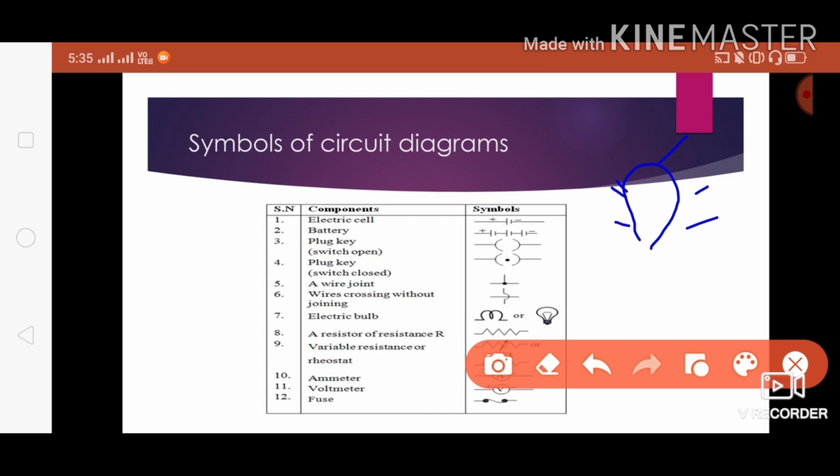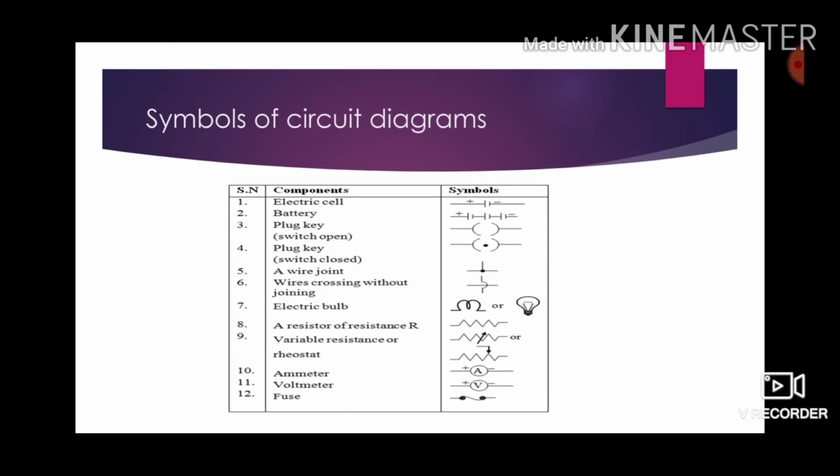Electric cell is represented by this one. It has one positive plate and one negative plate. Battery is a group of cells. We can see plug key open and plug key close, right? A wire joint. Lamp, resistance, variable resistance, rheostat, ammeter, voltmeter, fuse. So these are all symbols of circuit diagrams which will help you to design an electric circuit.